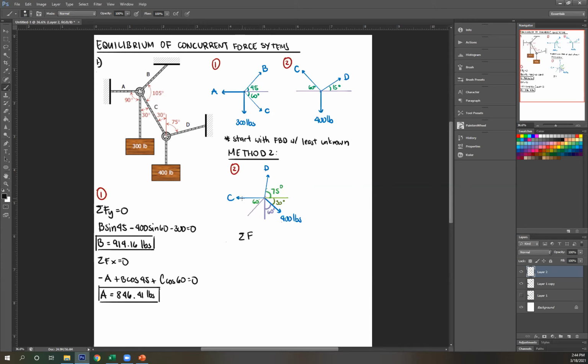Since C coincides with the x-axis, I'm going to start with summation of forces y equals 0, so that only my D is unknown. C will not be included in forces y. So let's start. D, upward, therefore positive, sine 75, minus 400 since downward, sine 30, equals 0. Solve for D, what's the answer?